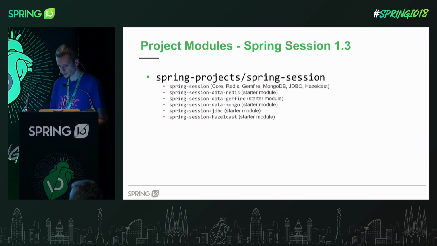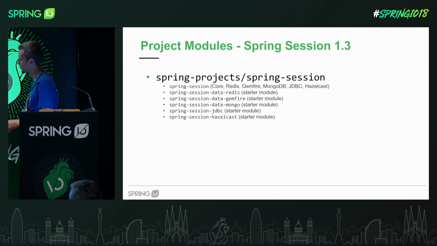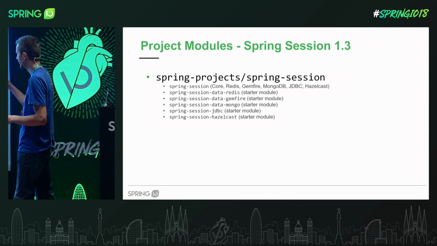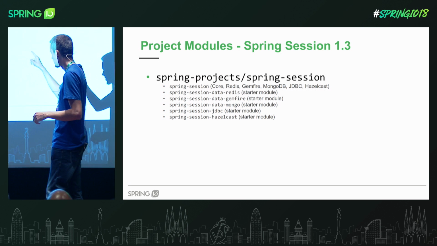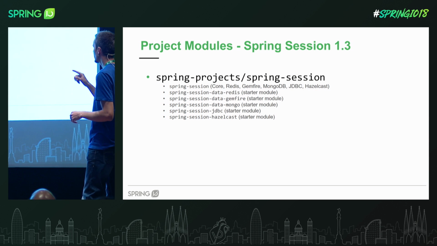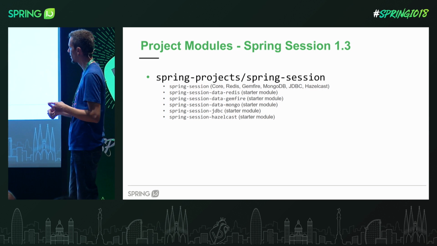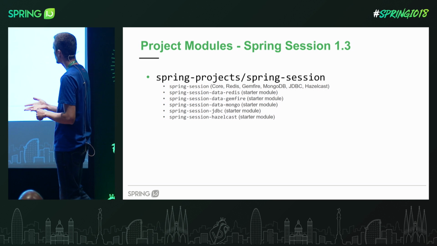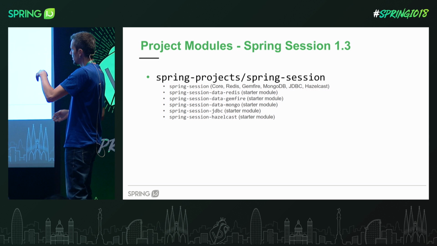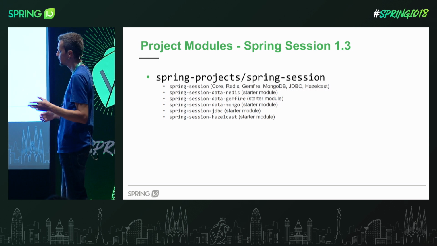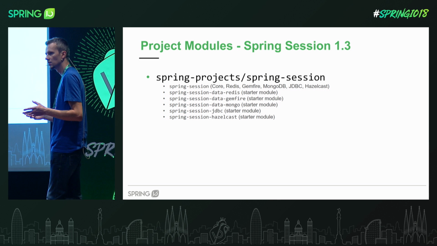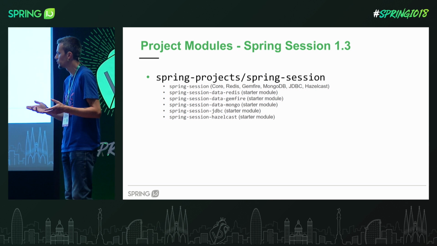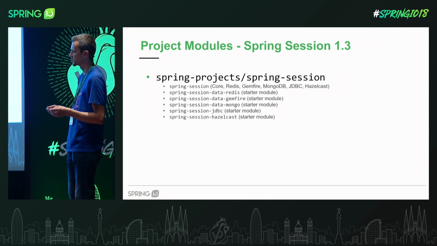Okay, so to put things a bit more visual, this is the arrangement with Spring Session 1. So we've got this Spring Session module, which carries all the Spring Session core, and like we mentioned, implementations all over the session repos: Redis, Gemfire, MongoDB, JDBC, Hazelcast. The other listed modules are simply dependency aggregators, like starter modules in the same manner like Spring Boot starters are.